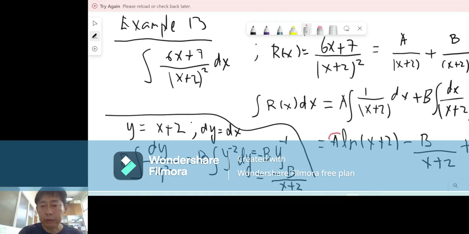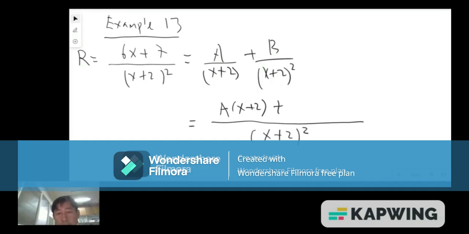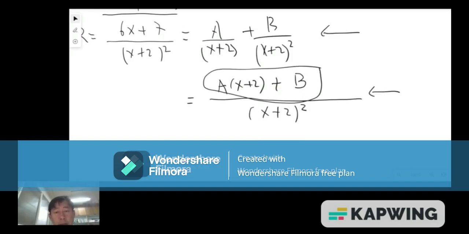In the following, we are going to explain how the values of the constants A and B in the partial fractions are calculated. In order to find out what A and B are, we will write down the partial fractions into the form which has a common denominator. This could be achieved by multiplying the constant term A with x plus 2. The B term is left as it is. The next thing to do is to equate the coefficients of x and the terms that are independent of x on both sides.